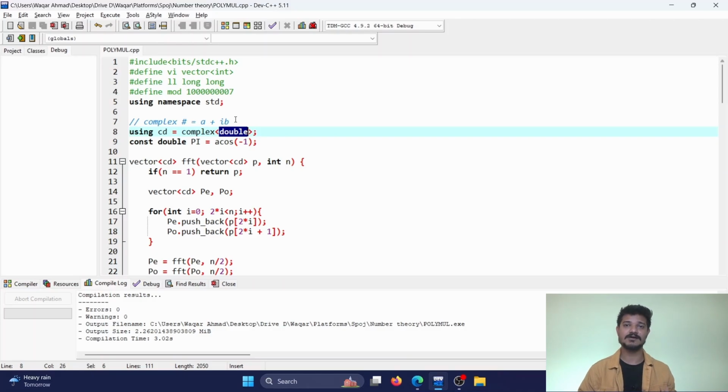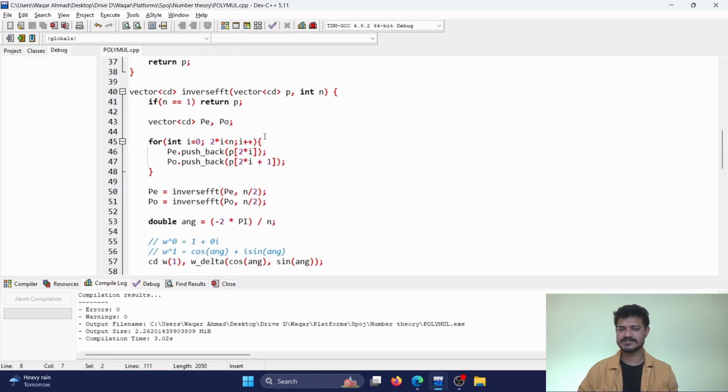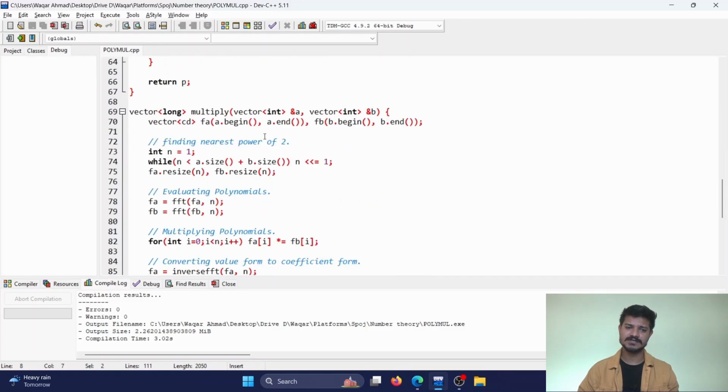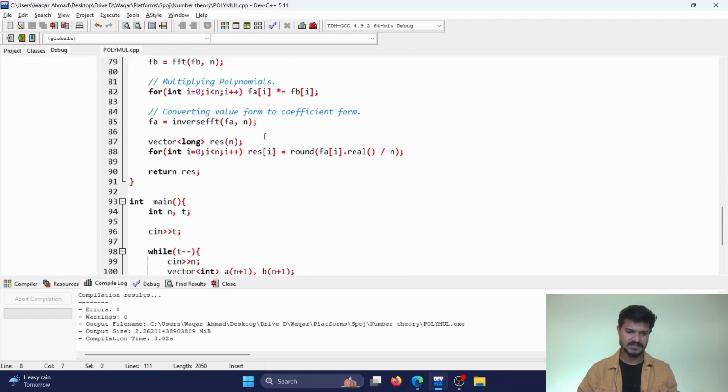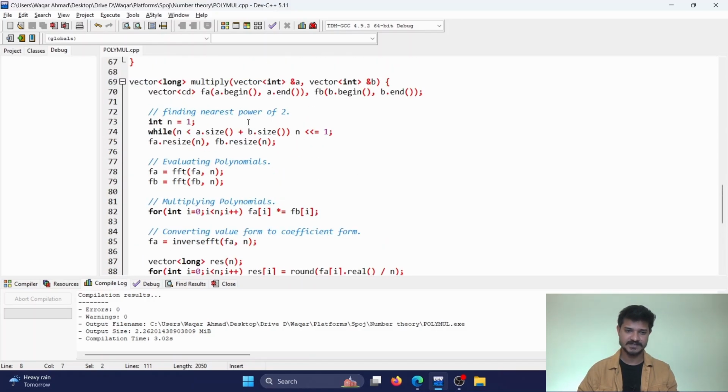But we know that in our calculation, a and b can be double. That's why we have defined a complex number of double data type. That's why we are calling it CD. So CD means complex number where the numbers a and b can be double. Basically, we can have floating point numbers, right? So we have converted a and b from vector of int into vector of complex number. Basically, in the complex plane, we have converted a and b, right?